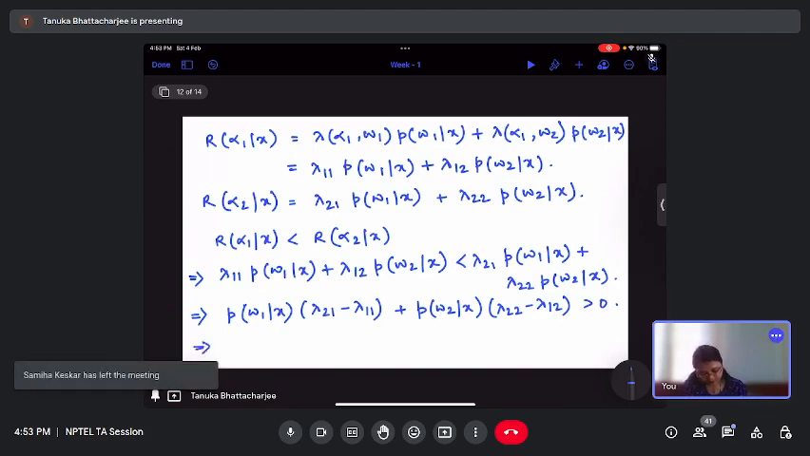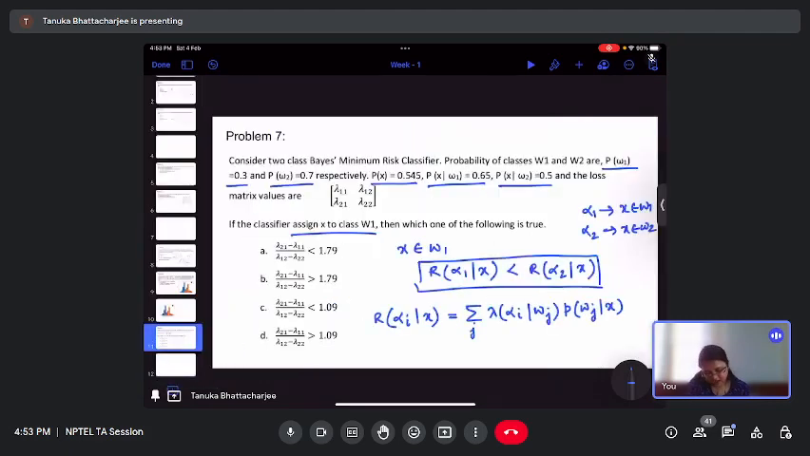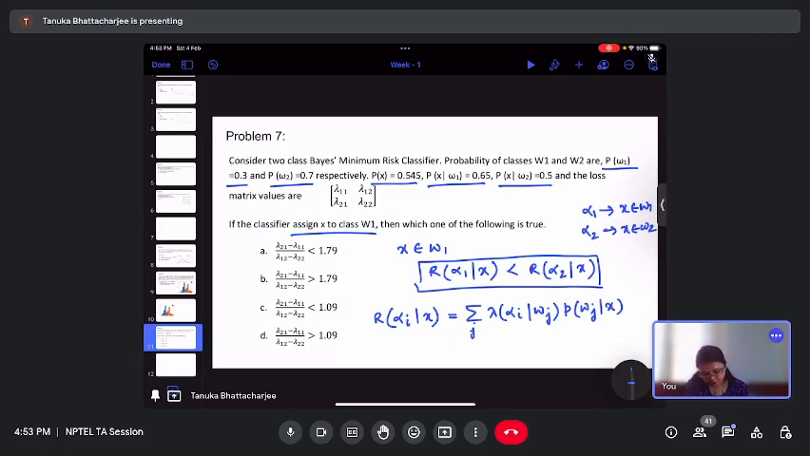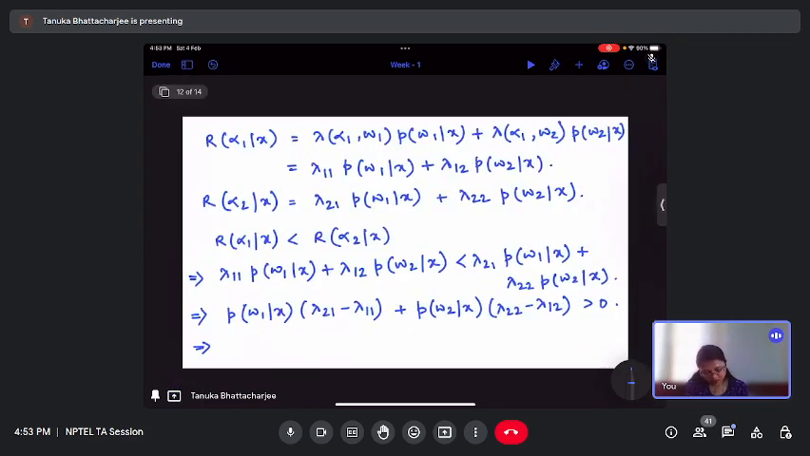Now, we can write, because our question asked for the ratio lambda 2 1 minus lambda 1 1 divided by lambda 1 2 minus lambda 2 2. So, I will keep lambda 2 1 minus lambda 1 1 as the numerator.